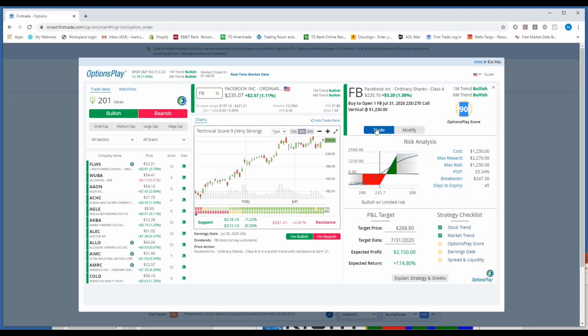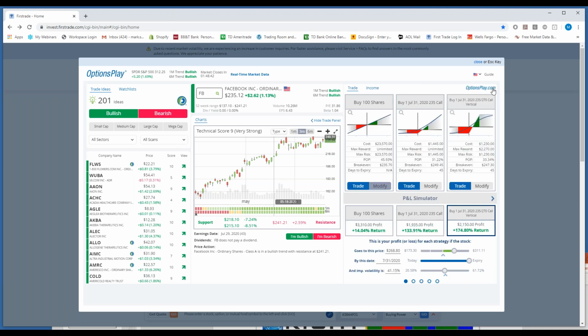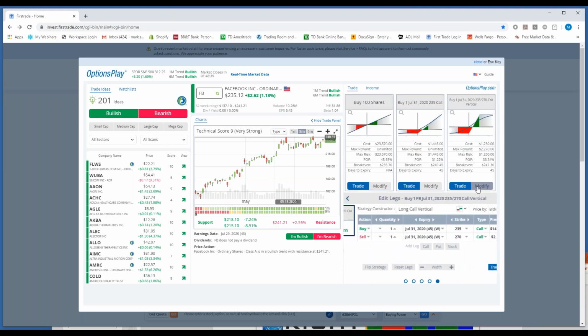Now let me scroll back. I'll just put Facebook back in here again. Here we go. Now let's say we want to modify the trade. This is giving us the optimal 1 month strike. Let's say we want to trade a 2 or a 3 month. Now the strike price is at 235.